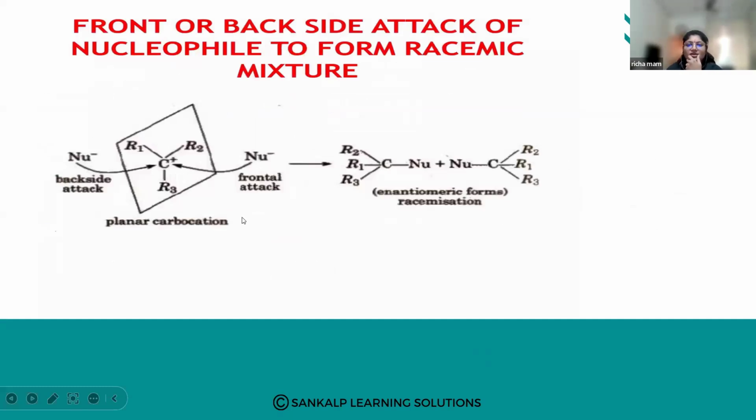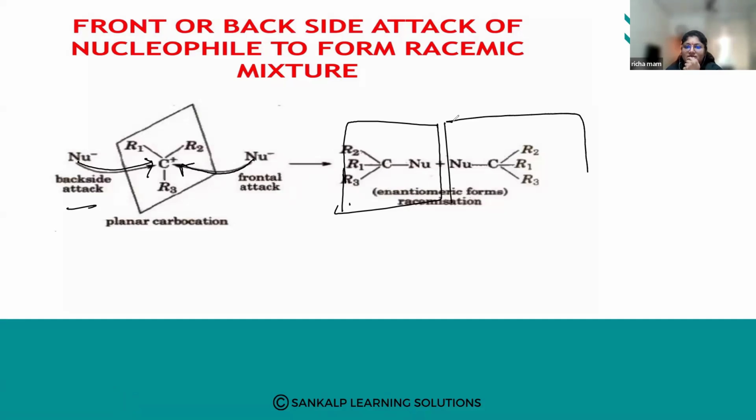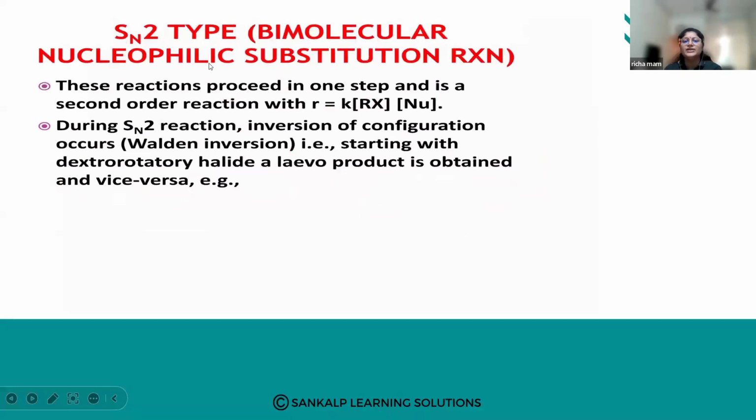This is what I had discussed about the racemic mixture. If the attack takes place from the back side, this is the product which is formed, and if the attack takes place from the front, then this is the product which is formed. So this is called a racemic mixture, 50% and 50%. We are going to discuss stereochemistry in the coming slides. Next, we are going to see the SN2 type.